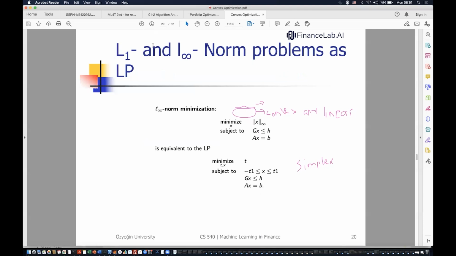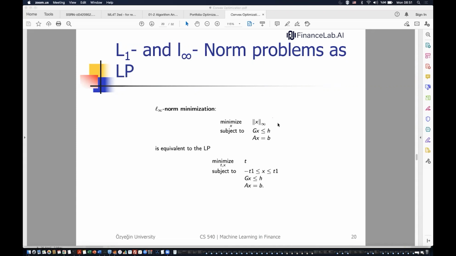And this was the linear programming problem. Different problems can be formulated as linear programming problems. One is L1 norm and L infinity norm minimization. The first is L infinity norm minimization. The L infinity norm is the maximum absolute value of a given vector. In this case, we try to minimize the L infinity norm of the variable vector, subject to inequality and equality constraints, both of which are linear.